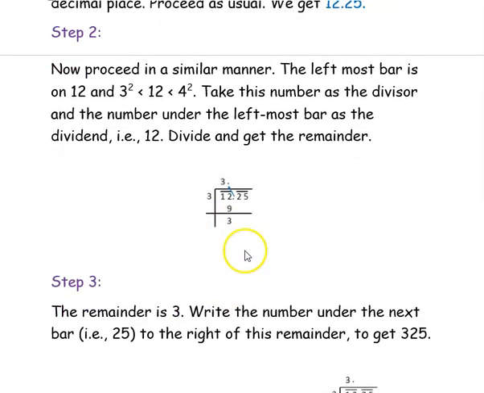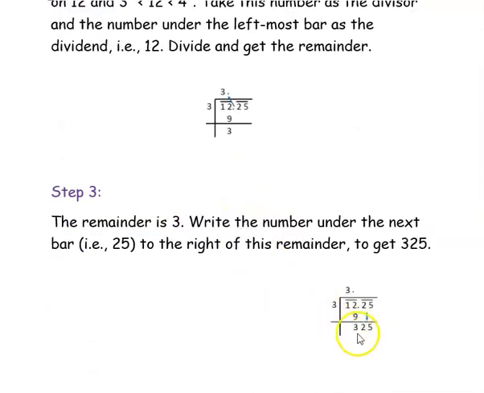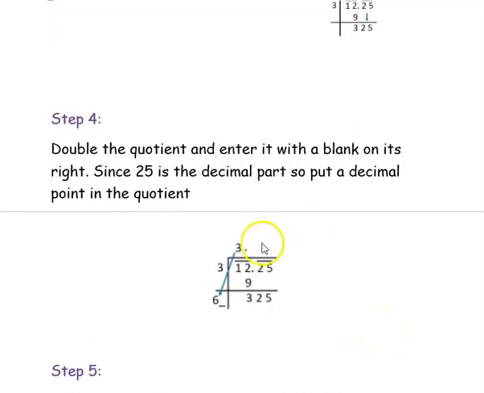The next step, we have to bring the number under the next bar to the right of this remainder. So I have written 25 to the right of the remainder. The new dividend is now 325. The next step, double the quotient. Here the quotient is 3. So I have doubled it. So 3, if you double, you will get 6. And I have written it with the blank on its right.